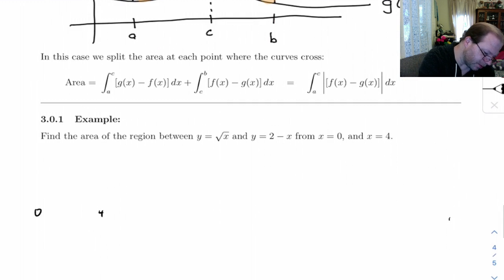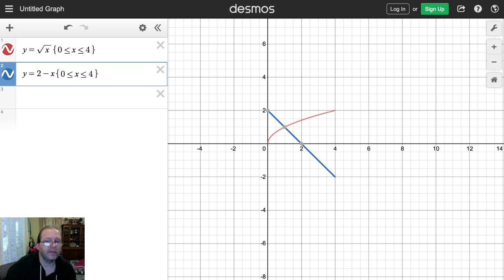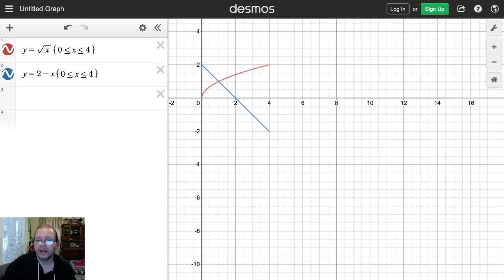So let's do a couple of examples. All right. So this will find the area of the region between square root of x and 2 minus x from 0 to 4. Now, I'm going to come over here and graph that on Desmos. I've already got it written in. So y equals square root of x, and I've got it limited to just plot this between 0 and 4. And y equals 2 minus x, plotted over the same area, or the same interval. So I'm going to make a rough sketch of that on my page.